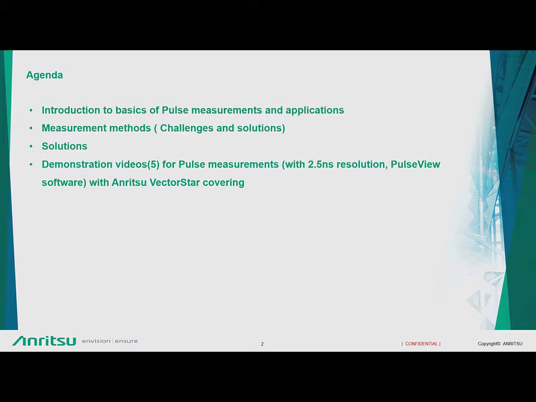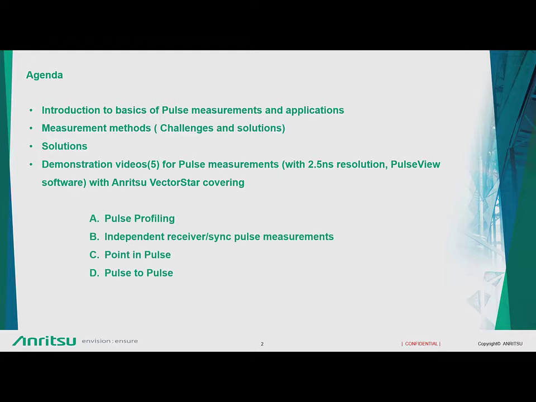But if you don't have a system of finer resolutions, then you may not be able to see those ringings and offshoots in your pulse, and then you just can't take preventive actions. As I mentioned, we will be showing you a live demonstration of pulse profiling. We will also be showing point in pulse and pulse to pulse measurement capabilities as well.